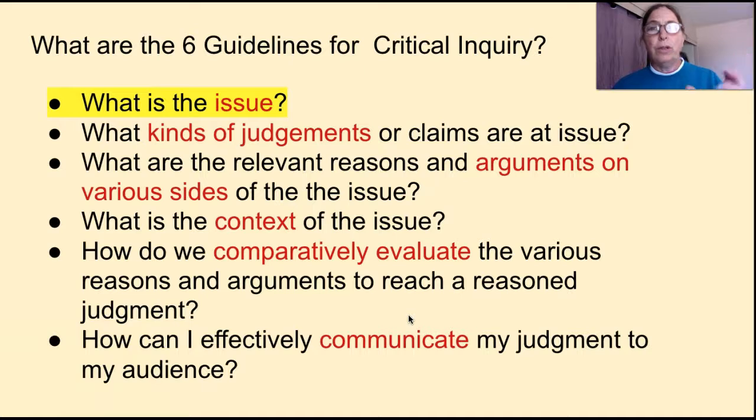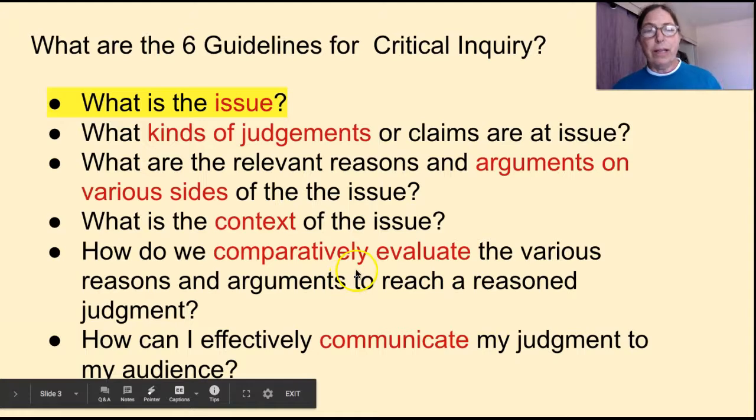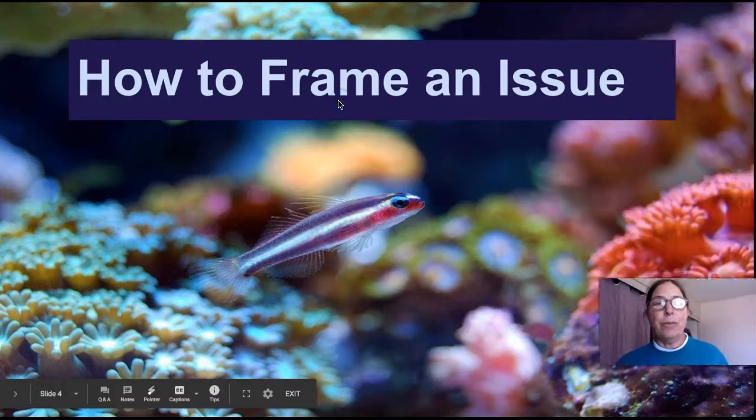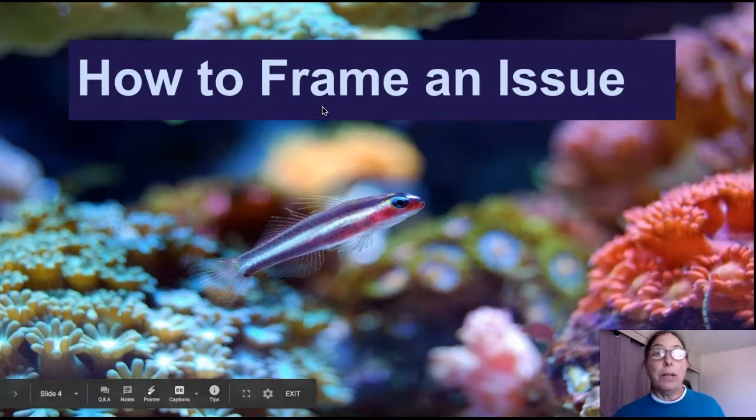Once we know the issue we're running our inquiry about, we can look at the other guidelines: the judgments, the arguments, the context, the evaluation, and finally how we communicate. Today we're going to look at what is the issue. So, how to frame an issue.